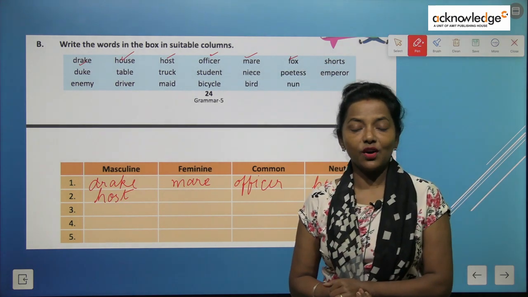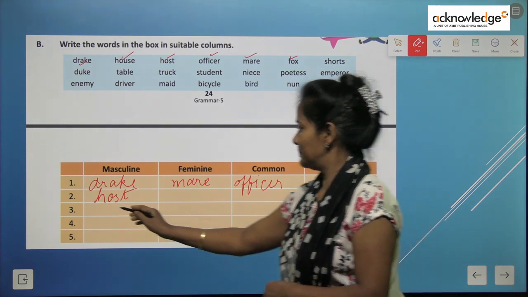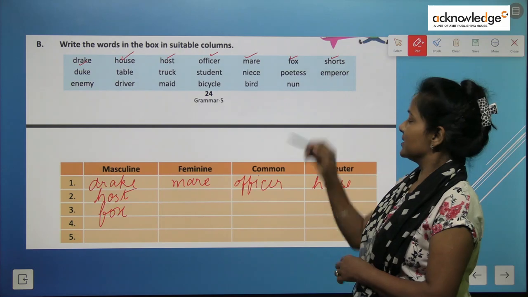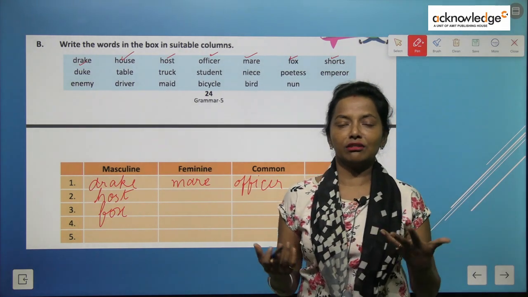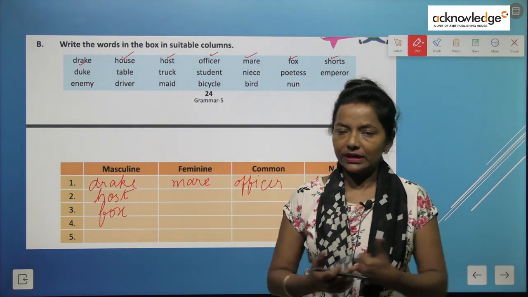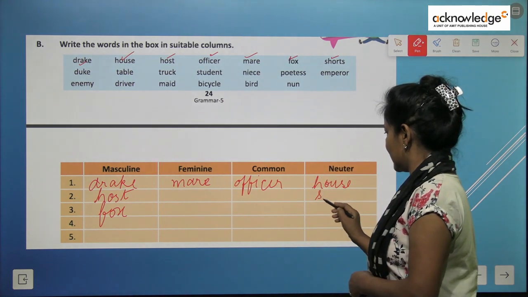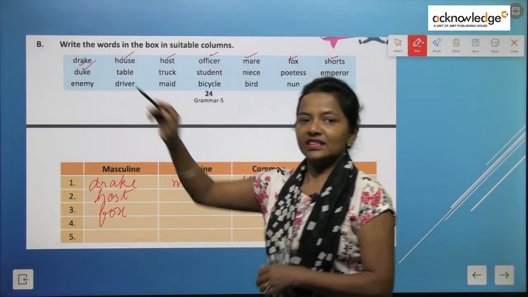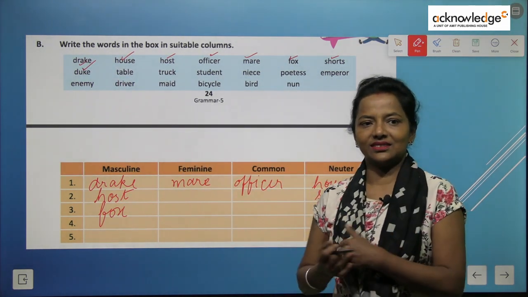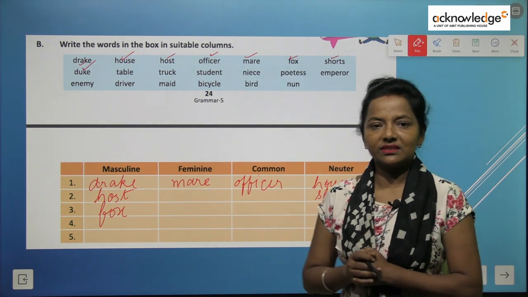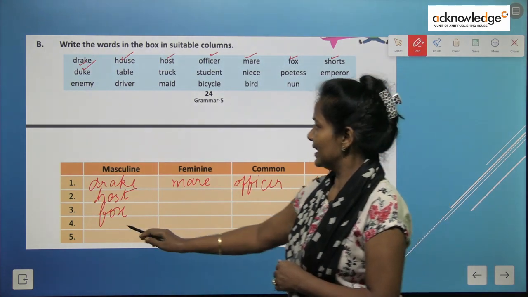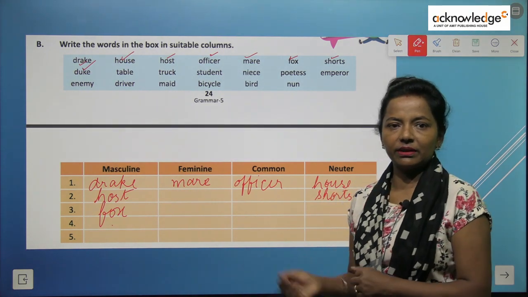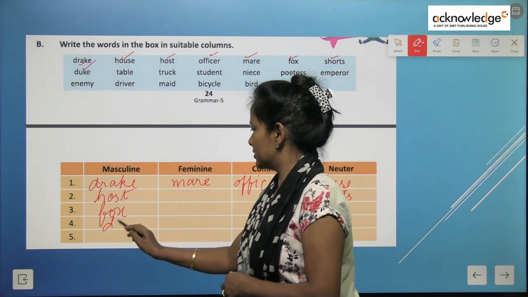Fox. What is fox? Fox is masculine gender. Shorts. This again a non-living thing. You wear shorts. So shorts is a neuter gender. Duke. Duke, duchess. Okay. So what is Duke? Duke is again a masculine gender. Okay. So we write Duke under masculine gender.